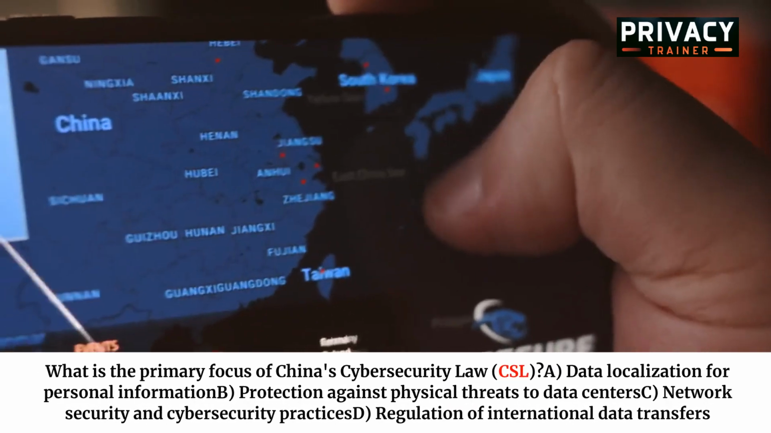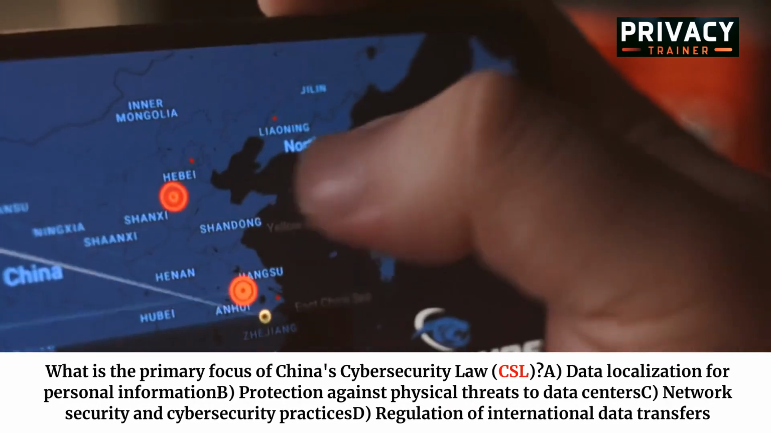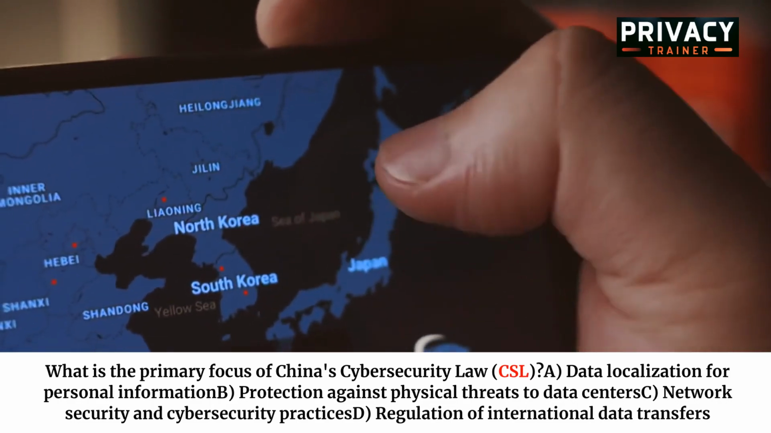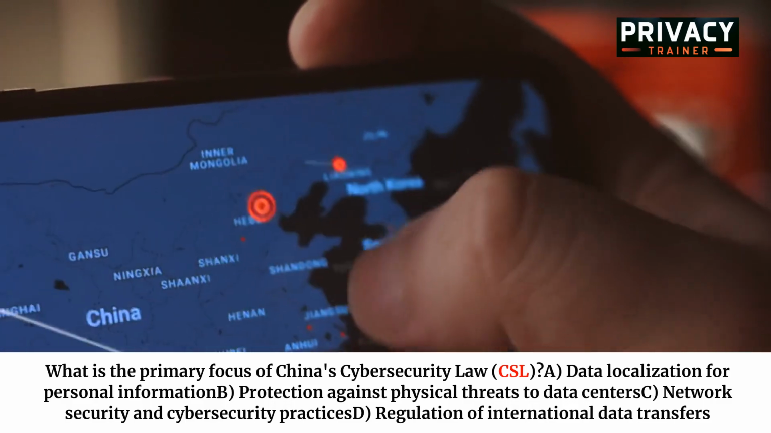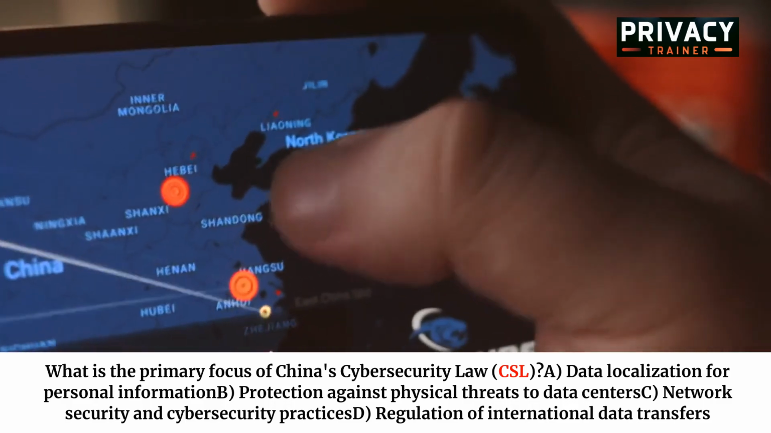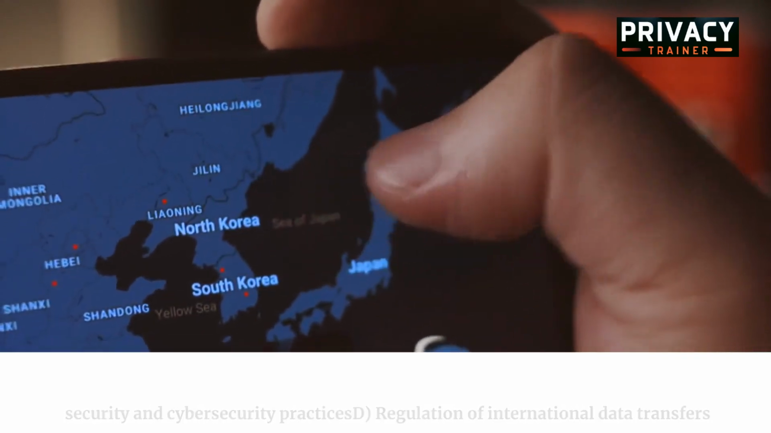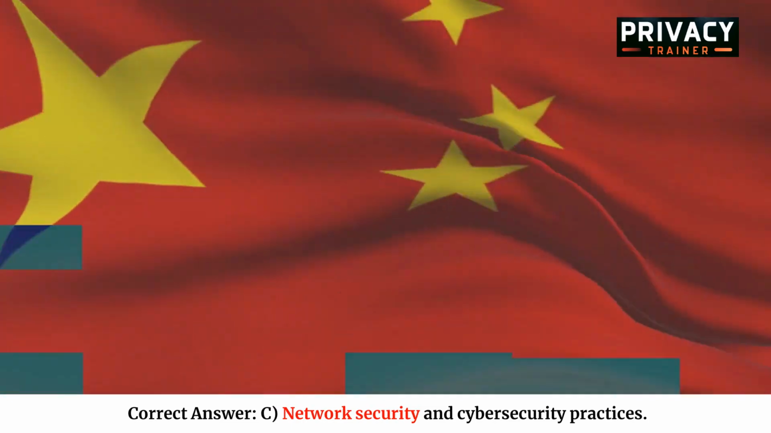What is the primary focus of China's cybersecurity law, CSL? A. Data localization for personal information. B. Protection against physical threats to data centers. C. Network security and cybersecurity practices. D. Regulation of international data transfers. Correct answer, C. Network security and cybersecurity practices.